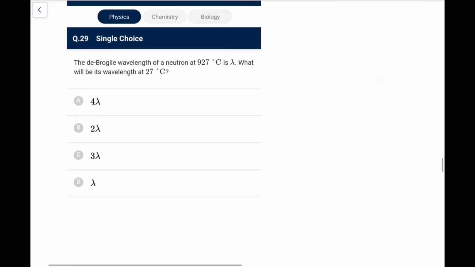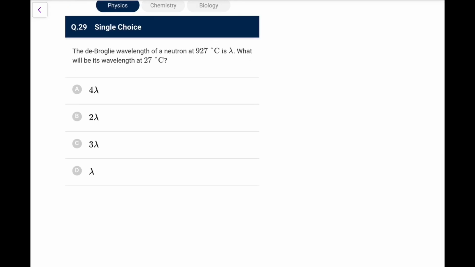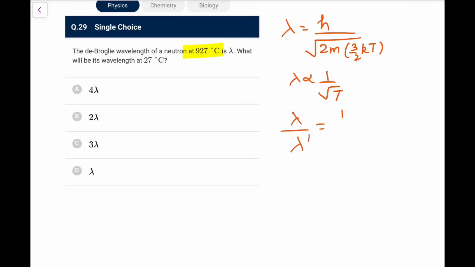Next one, the de Broglie wavelength of a neutron at 927 degrees is lambda. What would be the wavelength at 27? We know lambda is h by p. P is root of 2mE, and E here is 3 by 2 kT because of temperature. So lambda is proportional to 1 by root T. So lambda upon lambda dash would be root of T dash by T, 27 means 300 kelvin, and 927 means this is 1200 kelvin. So it is 1 by 2. So lambda dash comes out to be 2 lambda. So go for option B. Again, this is a regular one. You all have done such questions before, I suppose.